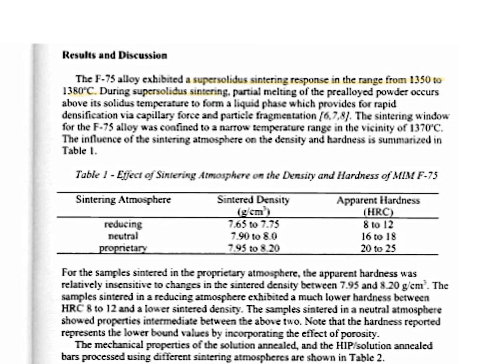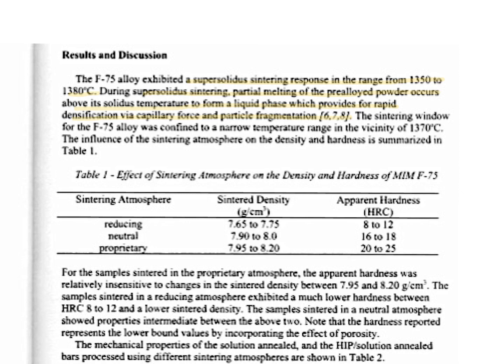So during supersolid sintering, a partial melting of the pre-alloy powder occurs above its solidus temperature to form a liquid phase, which provides for rapid densification via capillary forces and particle fragmentation. So the second half of this should be familiar to you. The first half is phase diagrams. All right, so you form these transient liquid phases in the phase diagram.